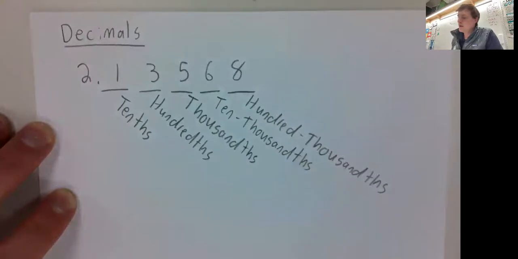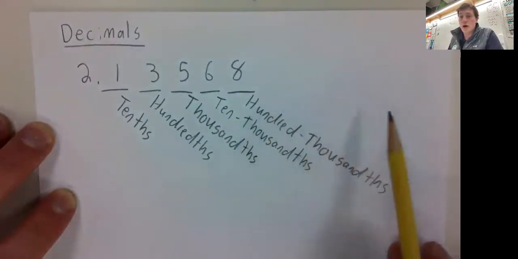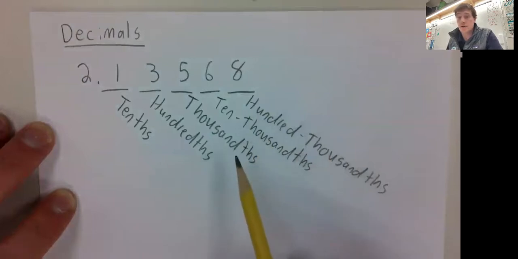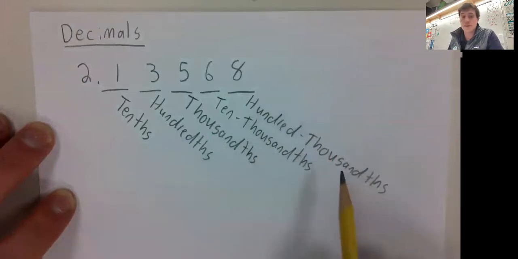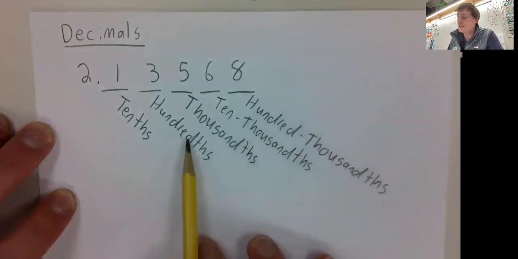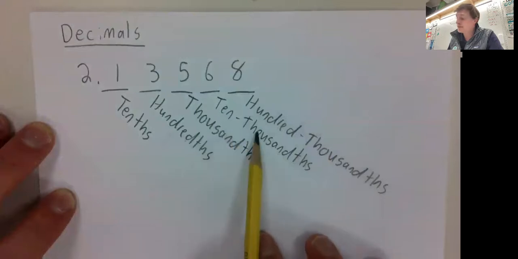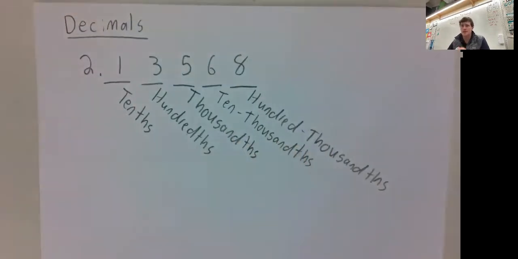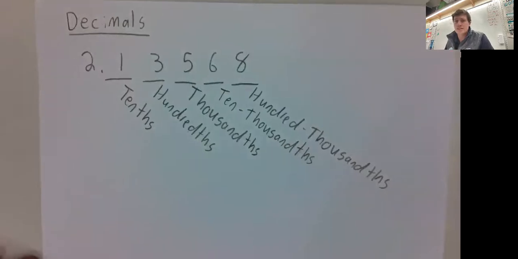Okay. Obviously, this goes on and on really forever to infinity, but we're not going to talk about all those place values. We're just going to stick with these now. Tenths, hundredths, thousandths, 10,000ths, 100,000ths. Okay. So make sure we get those place values down.